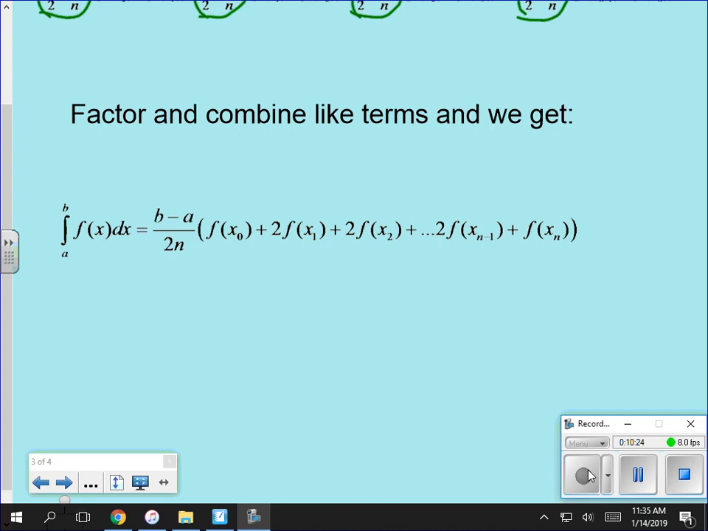Now, for me, for your test on Friday, you will need to use the trapezoid rule. I often have students that do it directly like this. They fill in the values they need to fill in, in the form that it stands right now.